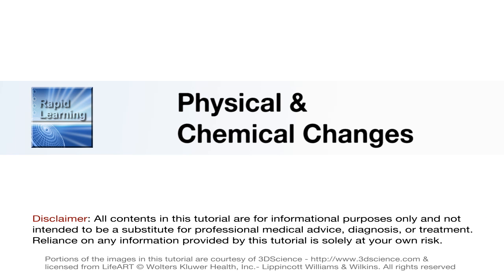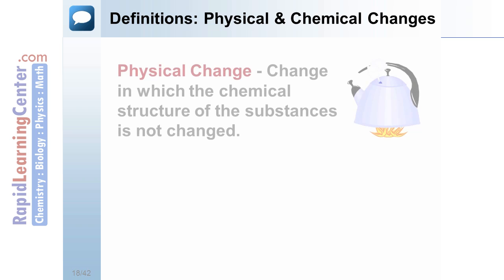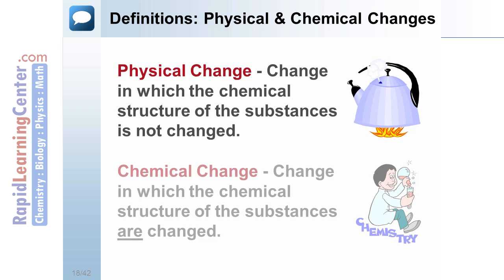Physical and chemical changes. A physical change does not produce a chemically new substance. Chemical changes do produce new substances.